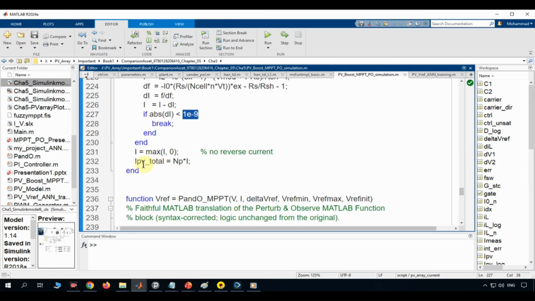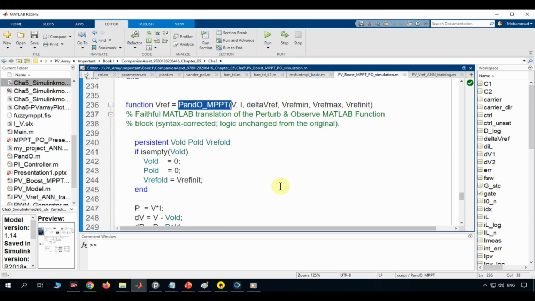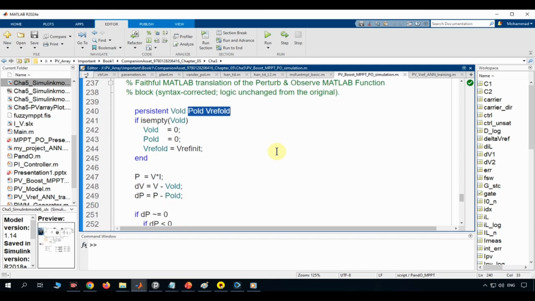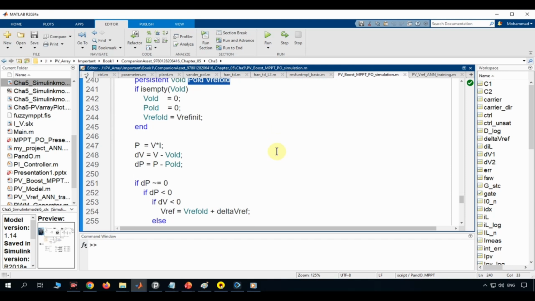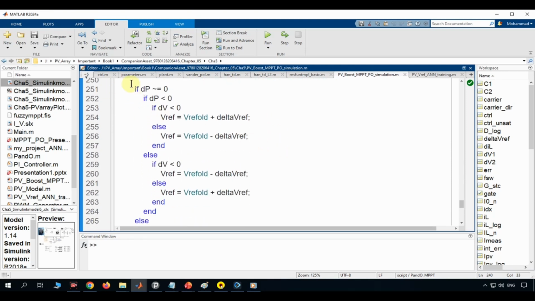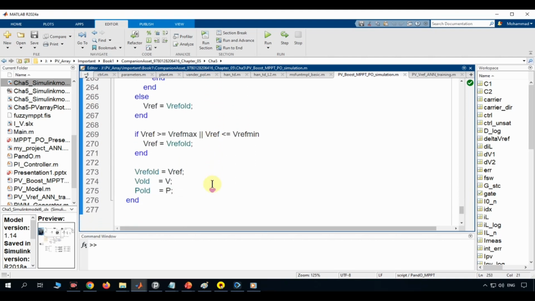The second function is the pando_MPPT function. Notice that it uses MATLAB's persistent variables to remember the voltage, power, and reference voltage from the previous MPPT update cycle. By comparing the change in power, dP, and the change in voltage, dV, it decides whether to increase or decrease the reference voltage. This block exactly replicates the logic inside your Simulink MATLAB function block.